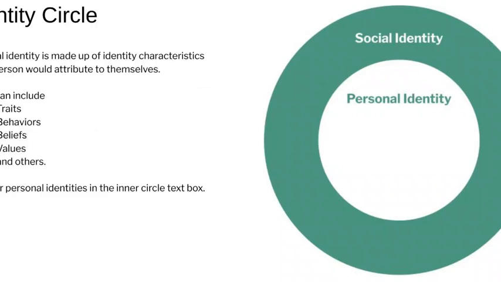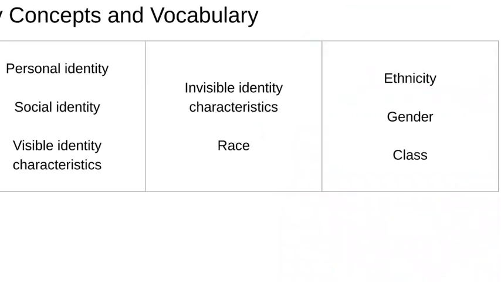Now, personal identity is a little bit different. These are made of identifiable characteristics that you attribute to yourself. These are traits, behaviors, beliefs, values, things of that nature. These personal identifiers are going to go into the section for personal identity, and there's going to be a text box in the Google Draw assignment. Let me know if you have any questions, comments, or concerns. As you know, I'm here for you.